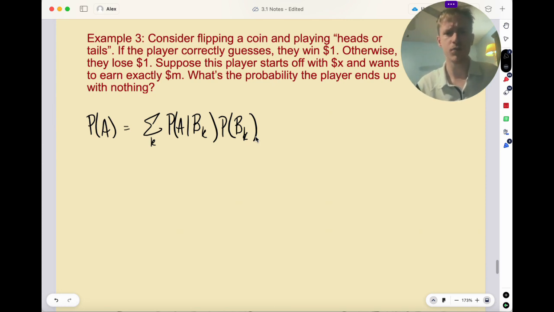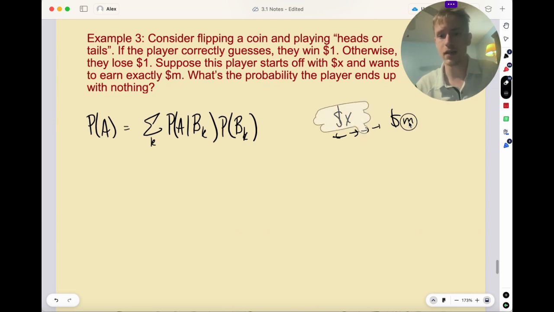So, the problem says, consider flipping a coin. We're going to play heads or tails. If you correctly guess it, you win $1. If you incorrectly guess it, then you lose $1. So if you start off with, say, X dollars, and somehow through this process of winning and losing, you want to earn exactly M dollars, and we want to know the probability that you end up with nothing. So the probability essentially that you lose.